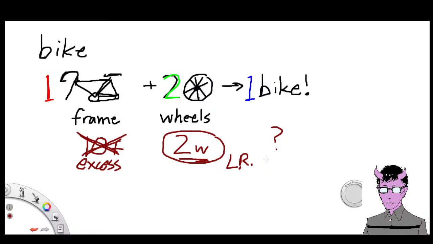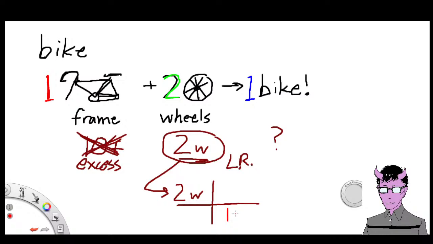If you have 1 million frames or an infinite amount of frames, it doesn't matter, because if you only have 2 wheels, you can only make 1 bike. So excess is going to be ignored for now. Later on, you'll see that for future problems, they will come back, but don't worry about it for now. So 2 wheels, that's going to be our given amount to work with. So given that you have 2 wheels, how many bikes can you assemble?